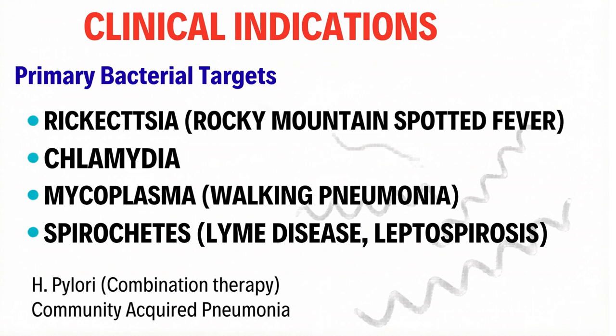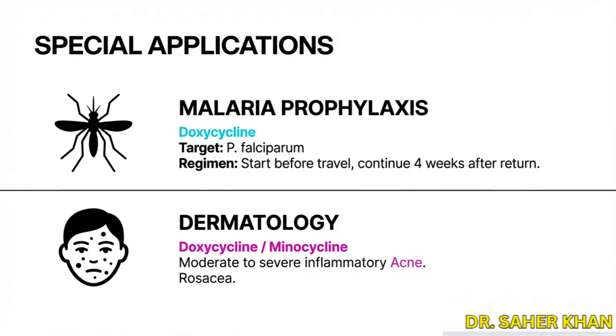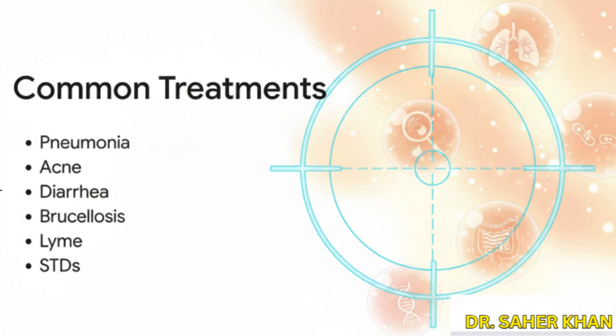Now, a very important use of tetracyclines, especially doxycycline, is in the prophylaxis of Plasmodium falciparum malaria. Doxycycline is given before traveling to a malaria endemic area, during the stay, and for a few weeks after returning. So this helps prevent malaria effectively, especially in travelers. Other uses: tetracyclines are also commonly used in acne and other skin infections, acute and chronic bronchitis, and community acquired pneumonia. So overall, tetracyclines have wide clinical applications.